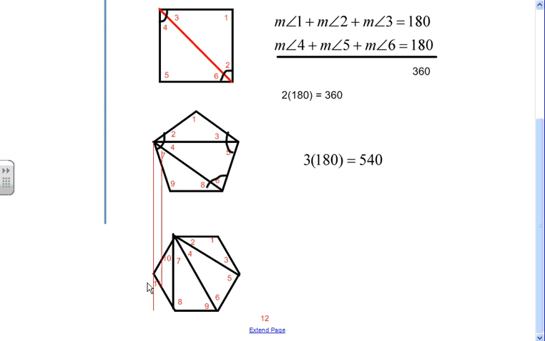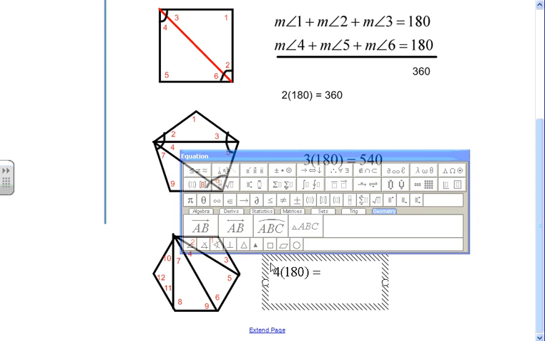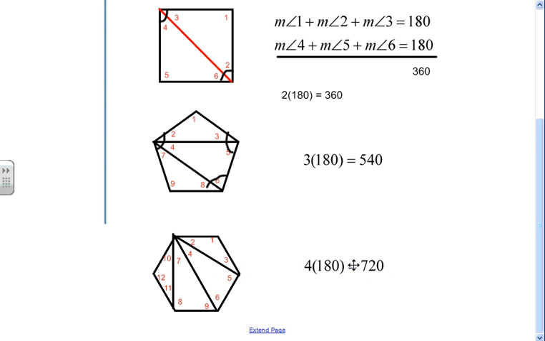I don't know that you have to number all of these angles in your notes like this. We've got 4 triangles, so the sum of the angles of a hexagon would be 4 times 180, which is equal to 720. Okay? Awesome.